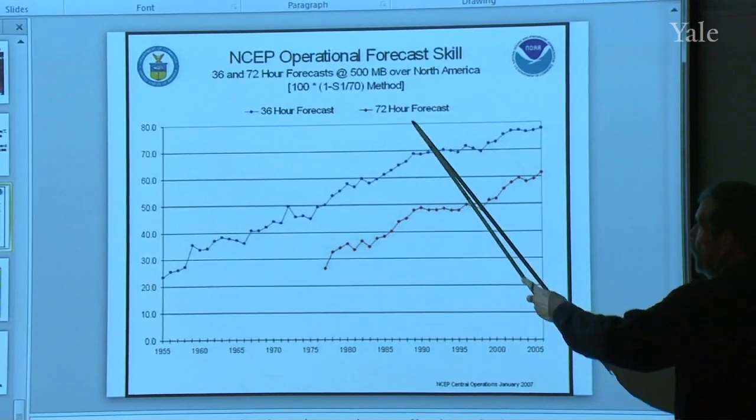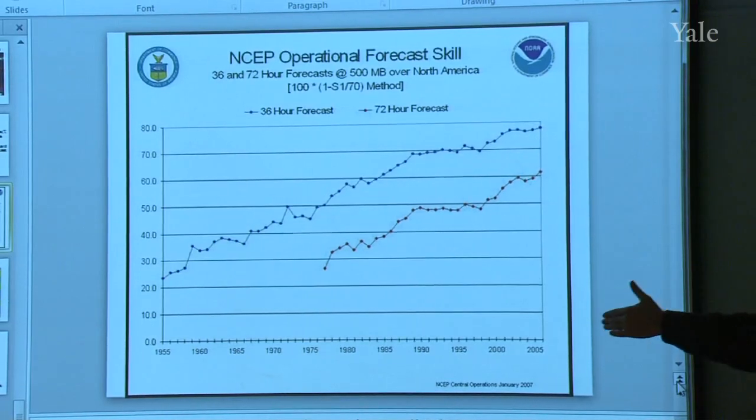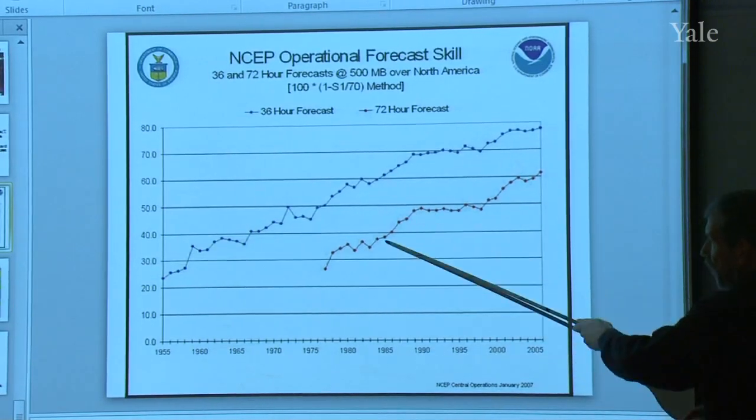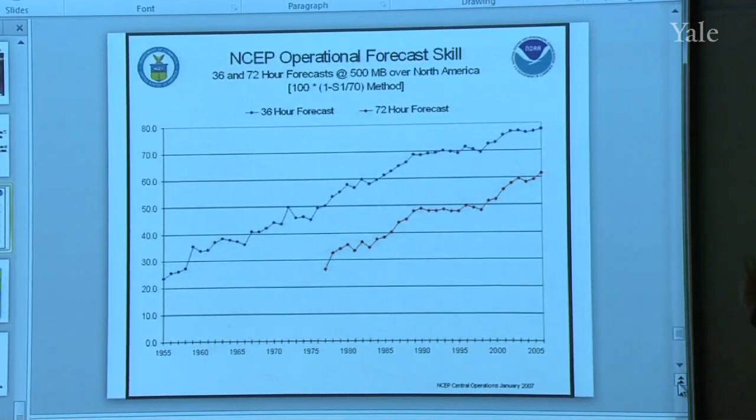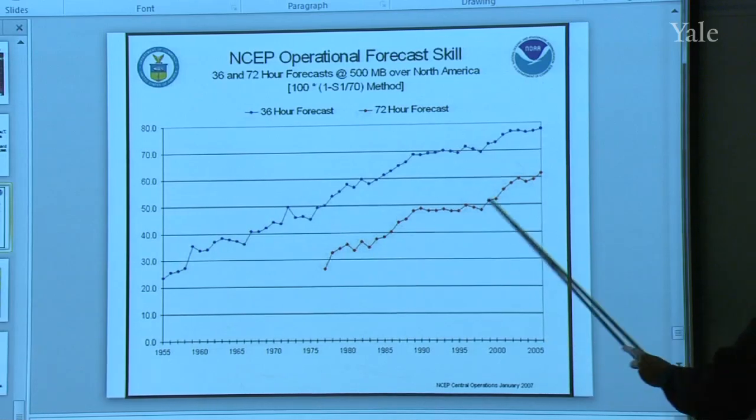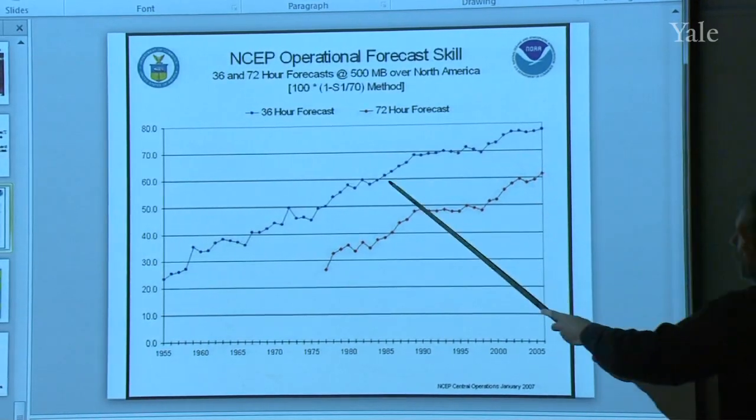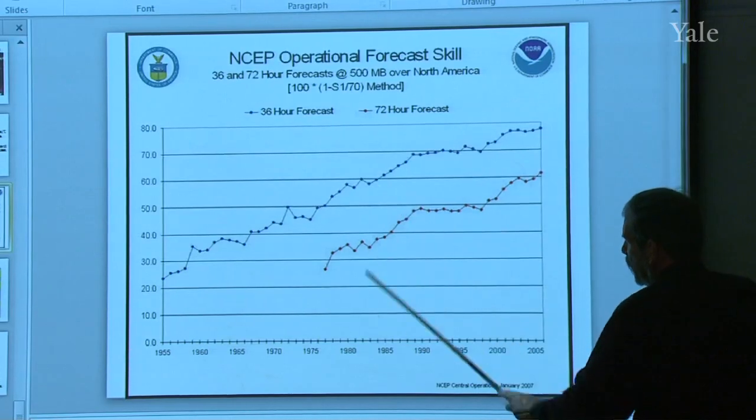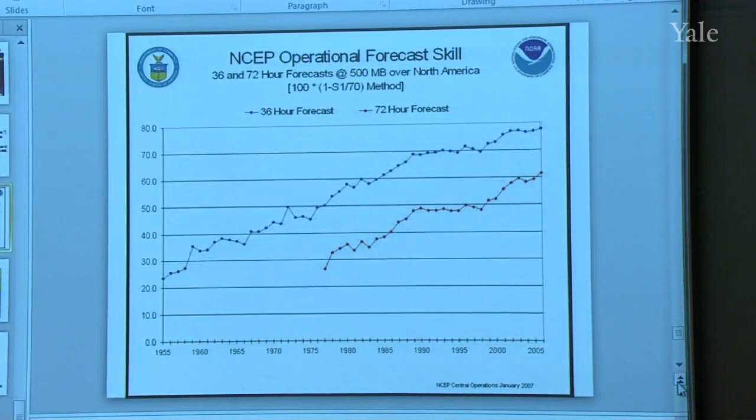Now, if you try to do a 72-hour forecast, a 3-day forecast, of course your skill is going to be lower. The further out you go in the forecast, the worse the quality of your forecast is going to be. But that too has been improving. Today, the 72-hour forecast is about as good as the 36-hour forecast was in the early 80s. So we're definitely making progress on this.